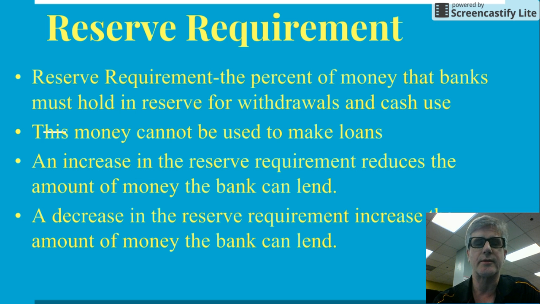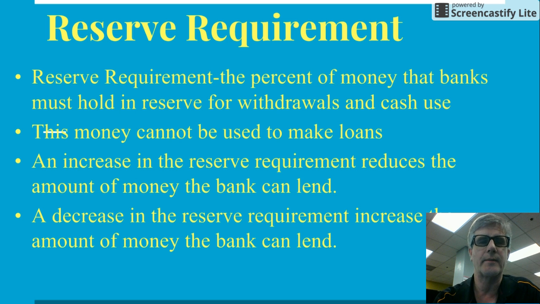A decrease in the reserve requirement increases the amount of money that banks can lend. So banks can lend more money, they'll give it out to more people, and people will take the loans, spend the money, and then GDP increases. So basically it depends on what your goal is: if you want to increase or decrease GDP, that determines what you do with the reserve requirement.